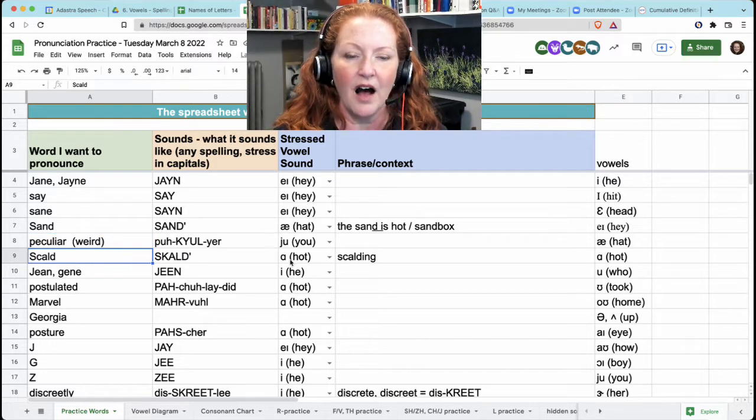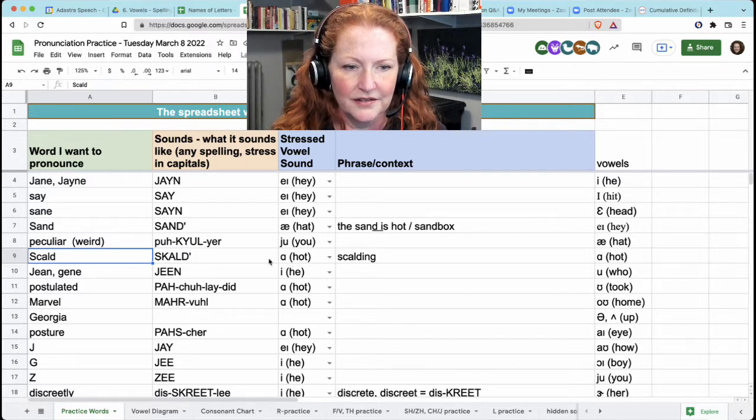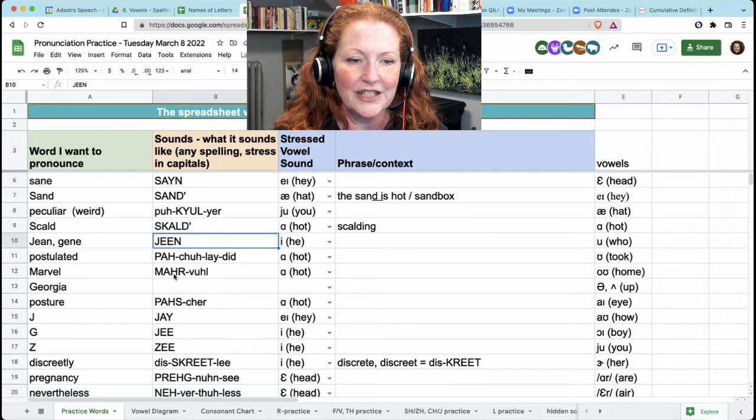Scald. This is the ah vowel, so you need to open and keep your lips straight. Ska. Scald. Two different spellings, but the same pronunciation. Gene with an E. Gene.